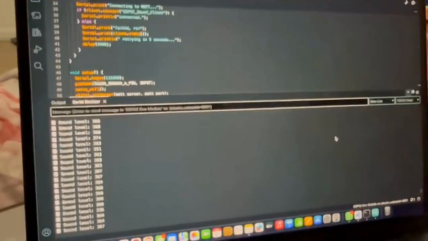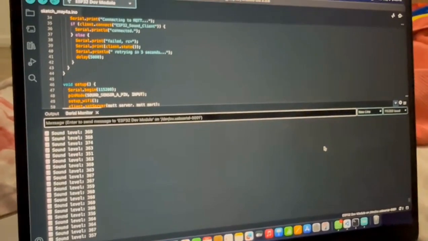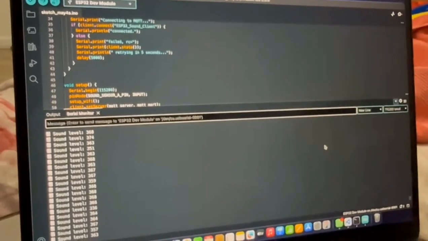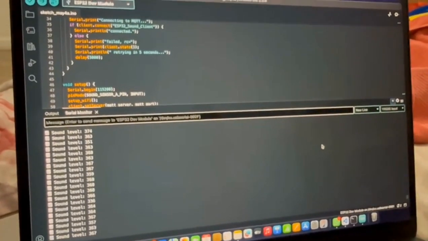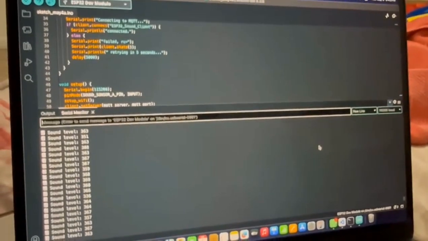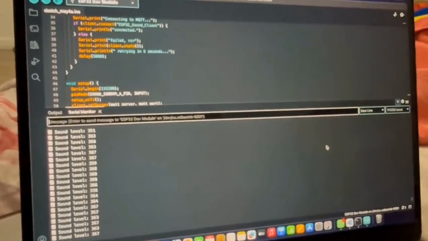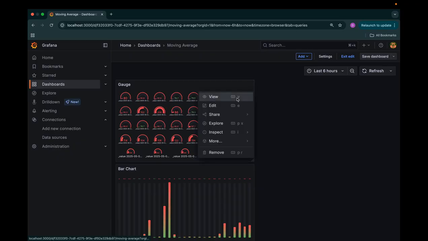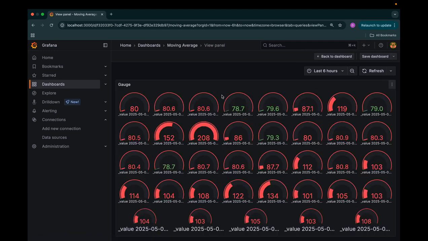So from the MQTT broker, we use a tool called Telegraf, which is an agent that collects, processes and forwards the metrics. We configured Telegraf to subscribe to the MQTT topic wherever the ESP32 published data. And here comes the visualization.